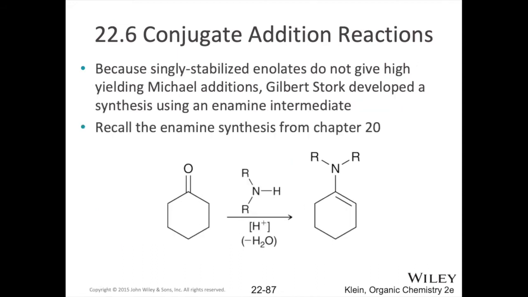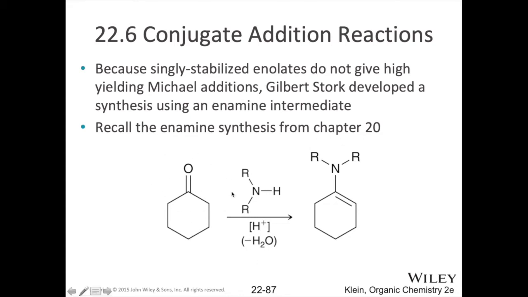Okay. Now, we've seen that the enolates for our Michael addition tend to be doubly stabilized, right? That's what tends to make them stable enough to react in the way that they react. If we use a singly stabilized enolate, we tend to get a mixture of products because it's somewhere in between the reactivity of a Gilman versus a Grignard reagent. That being said, if you do want to use a singly stabilized enolate, another method to do this is to use an enamine intermediate. Okay, this is called a Stork synthesis after Gilbert Stork.